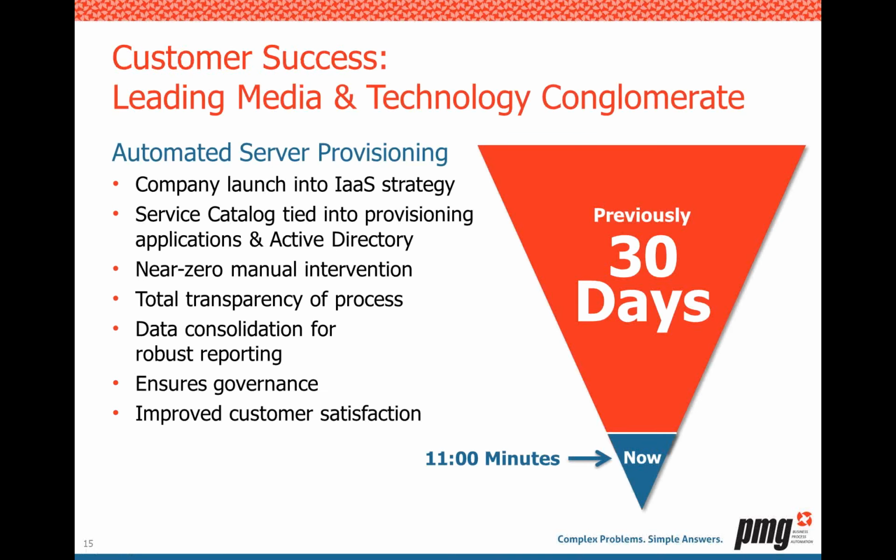So talking Fortune 100, leading media and technology company. They had a process that previously took a month or more. It was very manual. Now, today, using Service Catalog tied into provisioning, they're looking at around 11 minutes. This is a start to finish end user request to service provision. So now they have near zero intervention. They have a very transparent process so their users can always see what is going on. They record this everywhere to make sure they have governance and very good reporting for their users. And again, really they're trying to make sure customers are happy, IT feels good, everybody's winning, right?